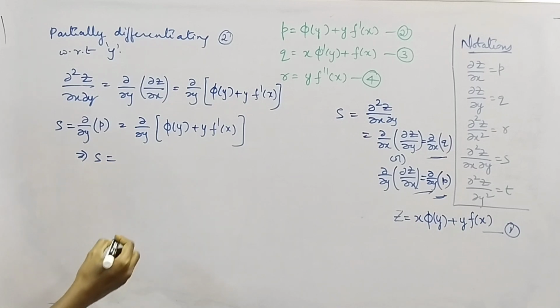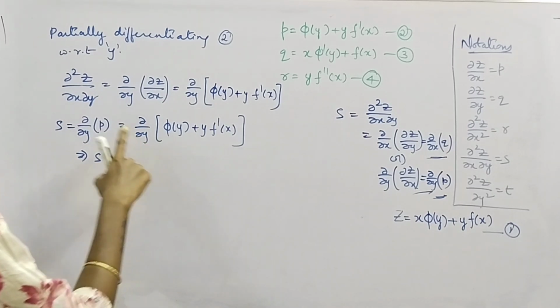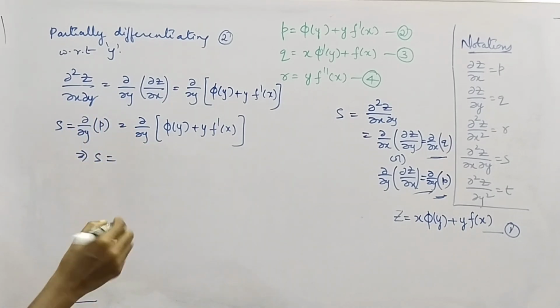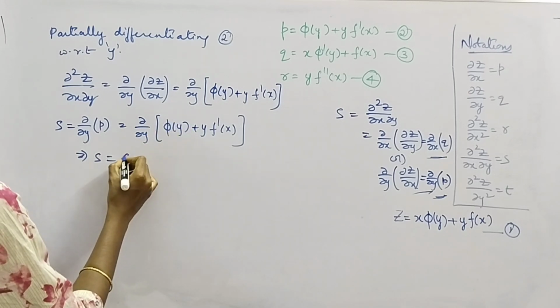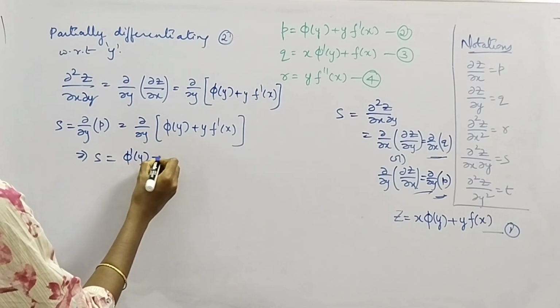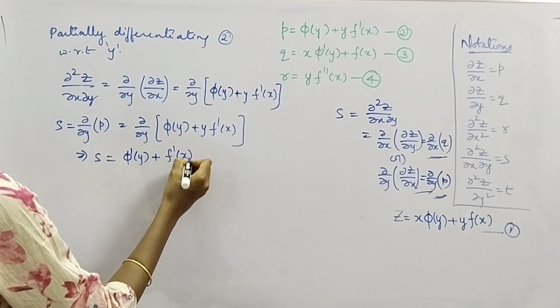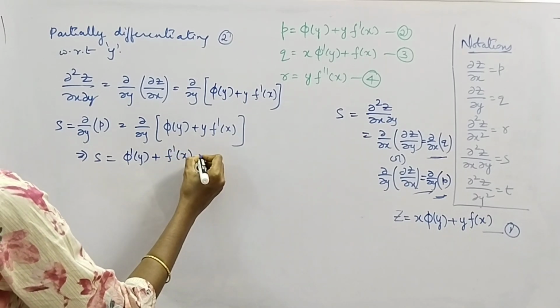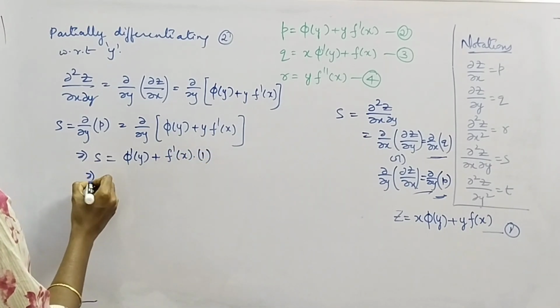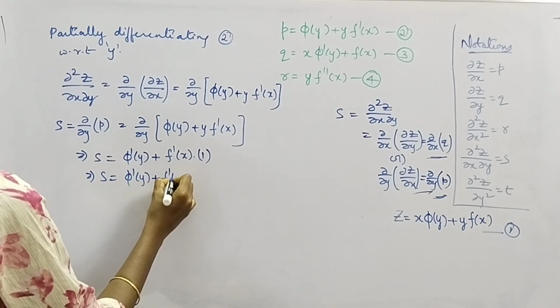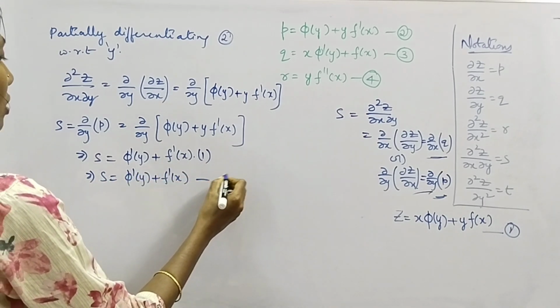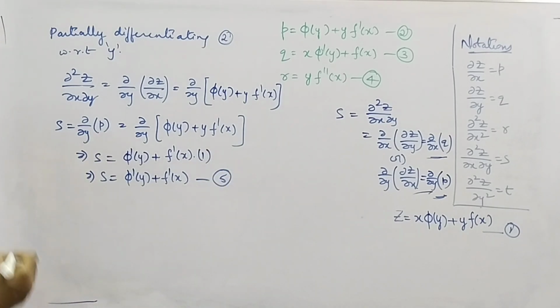S equal to, here we are partially differentiating with respect to y, so we'll treat x as constant. So we'll get the partial derivative of phi of y is phi dash of y, plus constant f dash of x into the partial derivative of y with respect to y, which is 1. This gives us s equal to phi dash of y plus f dash of x. Consider this as equation number 5.